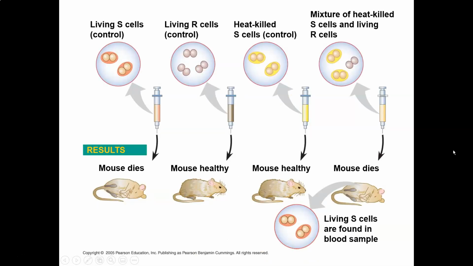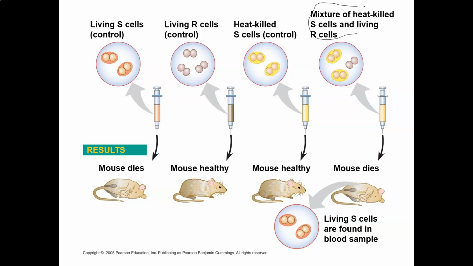So here's the experiment that he did. In this first scenario, we see that he took the living pathogenic S smooth cells, injected them in these poor little mice, and the mouse dies. Then he took the living R cells, the rough cells without the capsule around it, injected the mice, and they're okay. Then he heat killed the S cells, injected them in the mice, and the mice were okay.